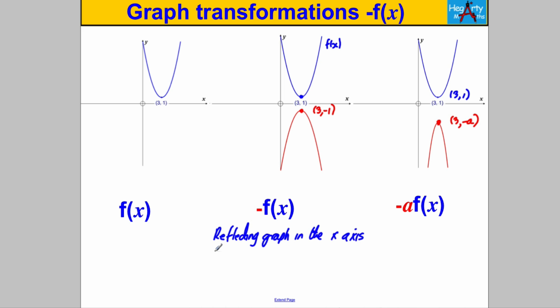And practically what happens is you multiply all the y values by negative 1. Here we have a reflection of the graph in the x-axis, and some sort of stretch, and I'm just going to write what happens really. The y values are all multiplied by negative a, assuming of course a was a positive number in the first place. So that's our learning from this particular video. Let's get on and do some questions.